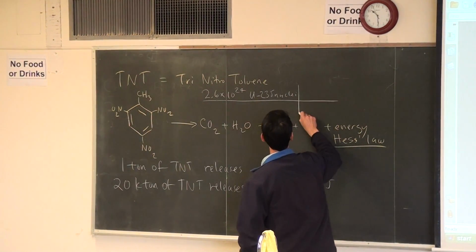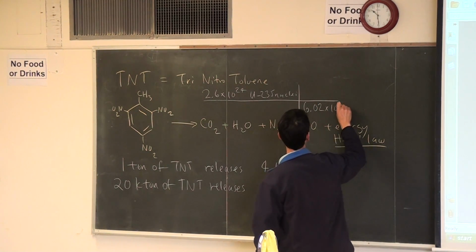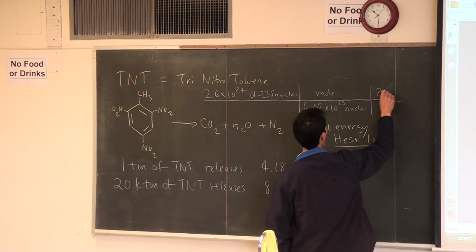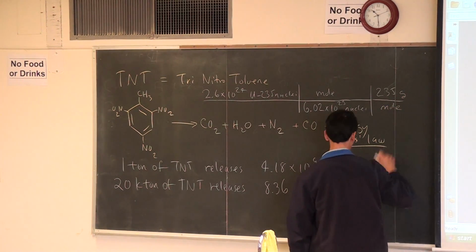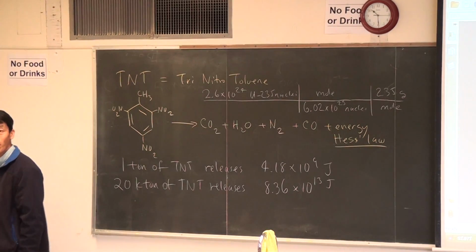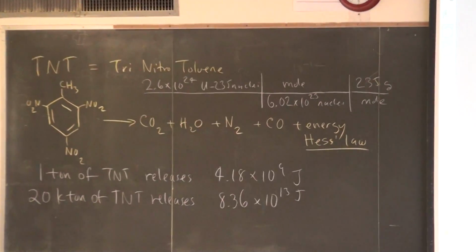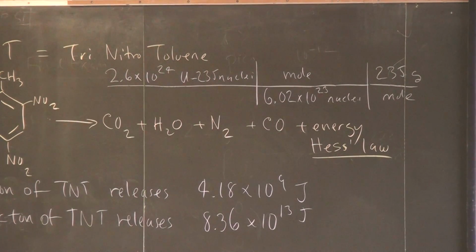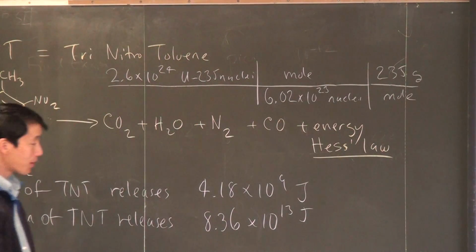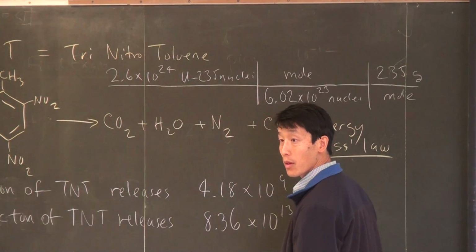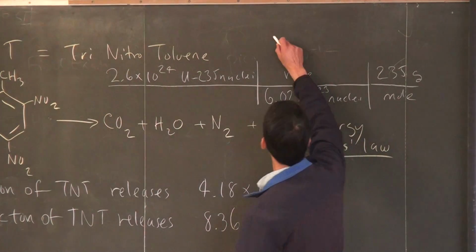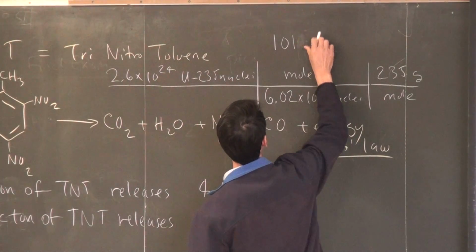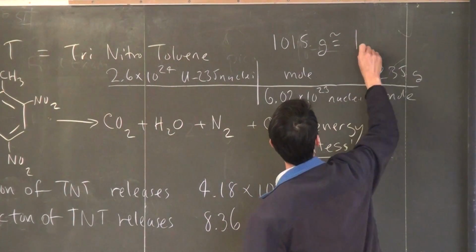We need to divide by Avogadro's number, 6.02 times 10 to the 23rd nuclei per mole, then multiply this by 235 grams per mole. And that's equal to 1015 grams, or approximately 1 kilogram.